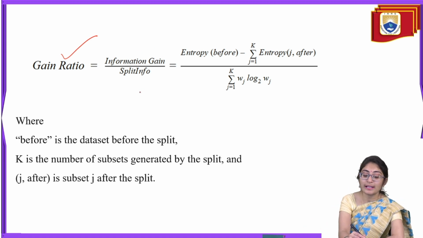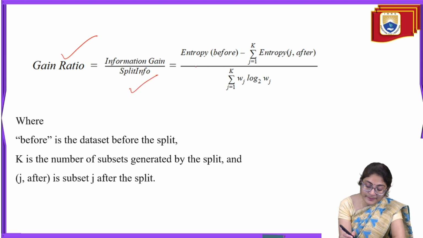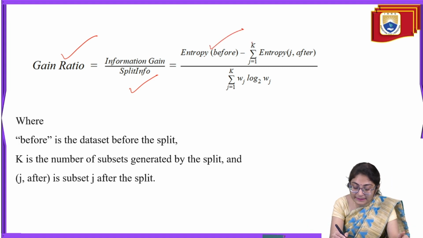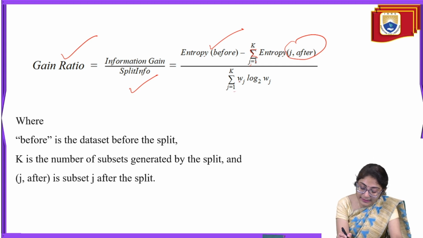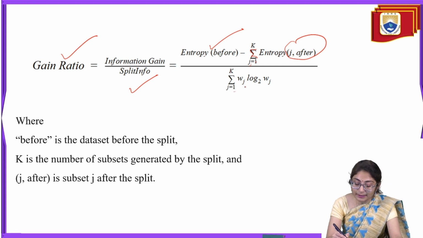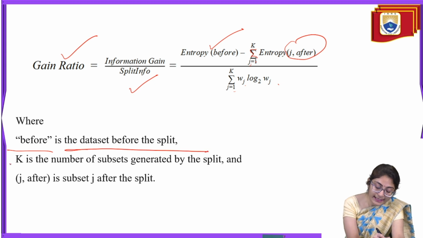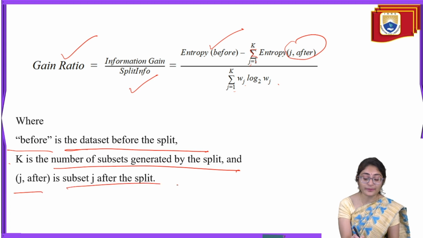The formula for gain ratio is information gain divided by split information. That means information gain is entropy before the splitting minus the summation of j equal to 1 to k of entropy of the j subset after the splitting, divided by the summation of j equal to 1 to k of w of j log of w of j base 2. Here before is showing the data set before the split, k is showing the subsets generated by the split, and the j after is showing the j after the split.